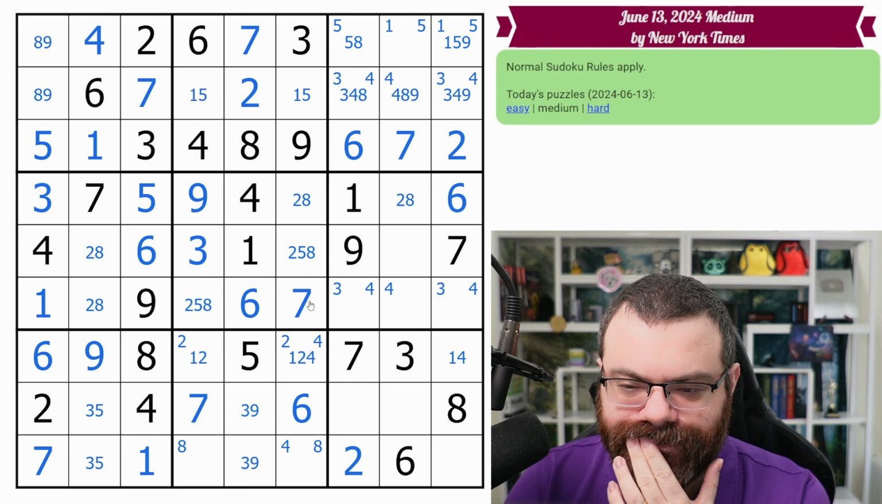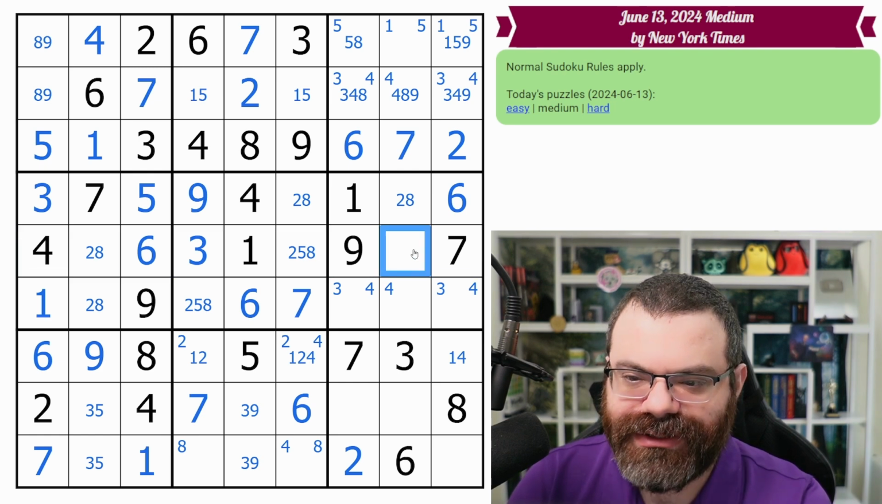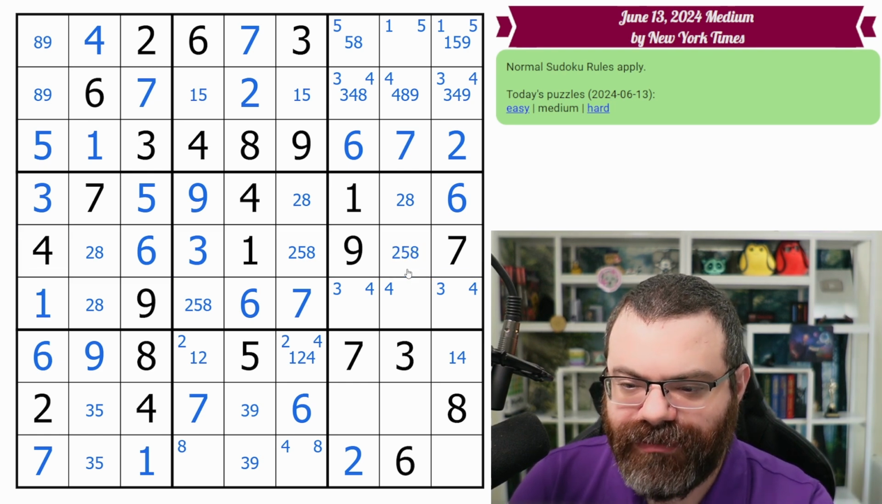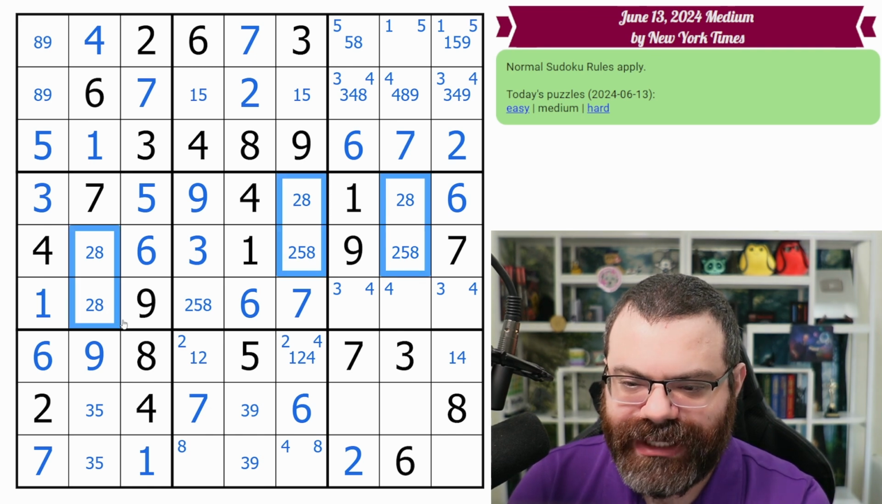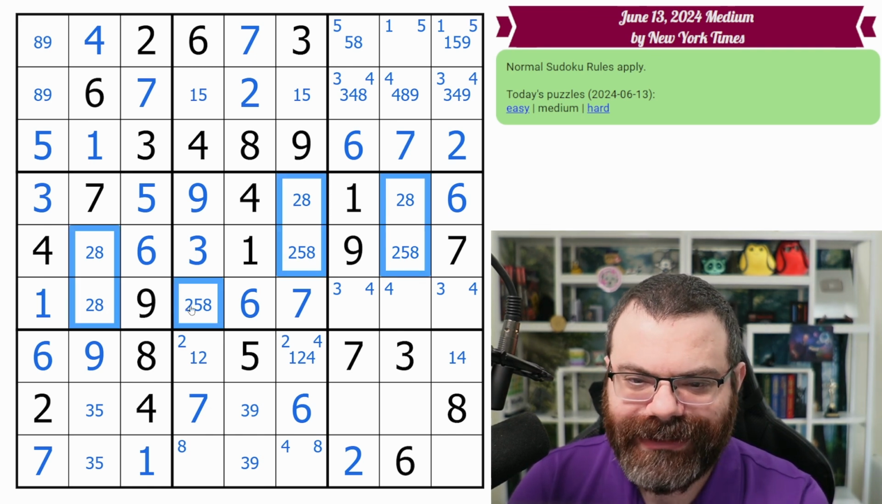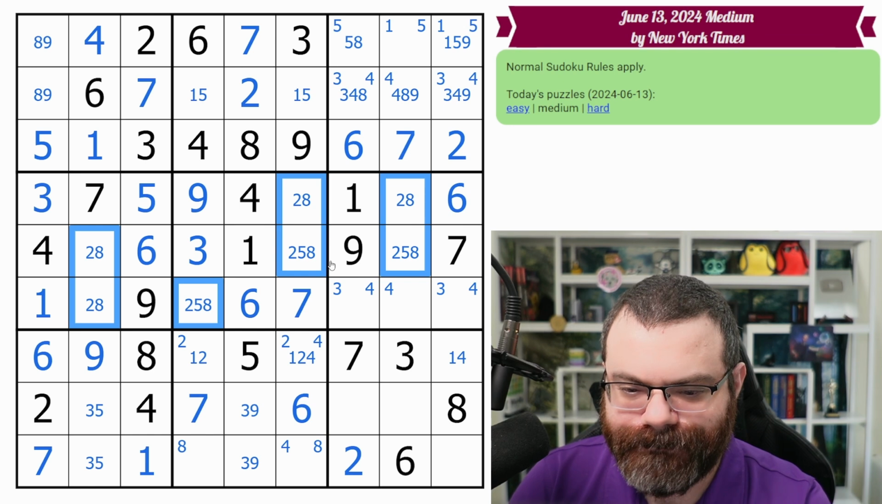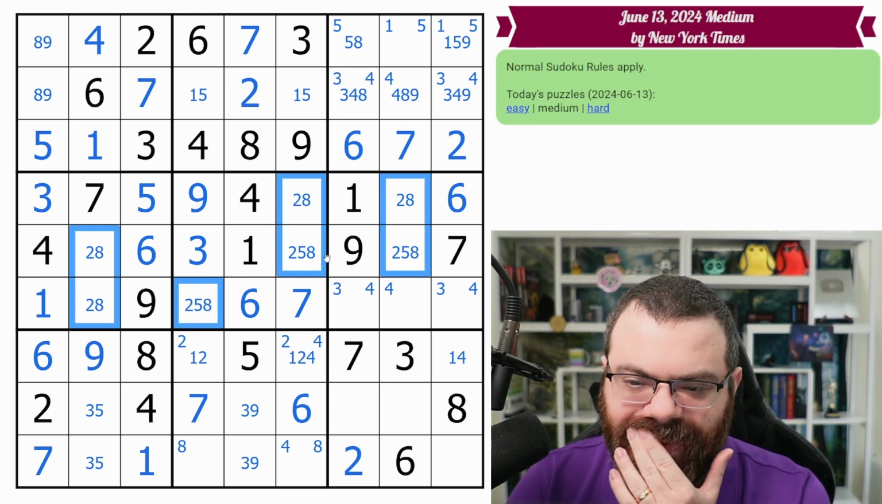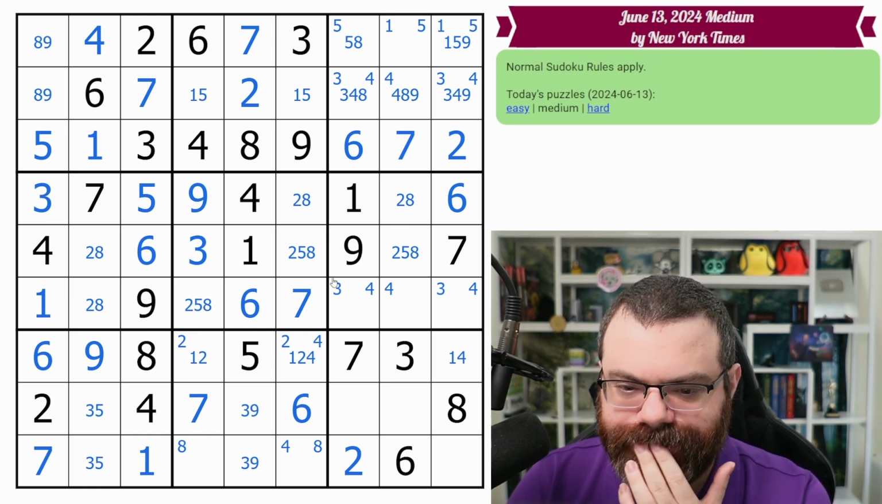All right, what else do we have? This row is down to 2, 5, 8. Not much help there, though. Got kind of all these 2, 8s going on and 2, 5, 8s. Okay. I don't see anything to do with it yet.